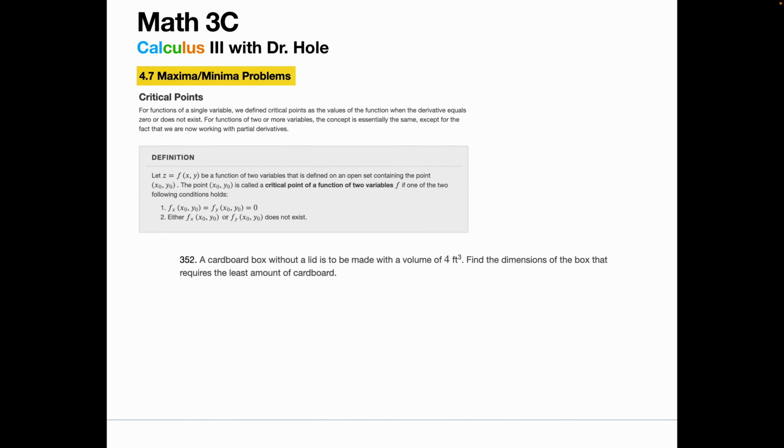All right, last section, 4.7. Mins and maxes is something that you have used calculus, first semester calculus, to find. And likewise, now that we're dealing with scalar valued functions, but depending on more than one variable, we'd like to do the same thing here in 3-space.